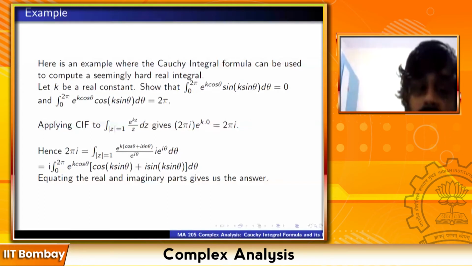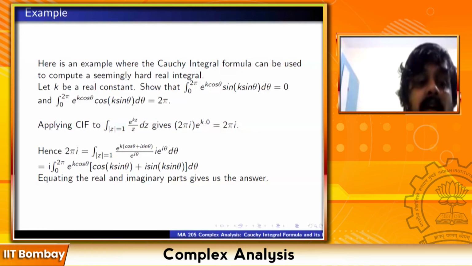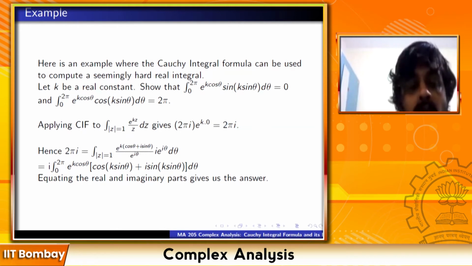Sir, why not z equal to 1? Well, why? I want to get something useful, right? Suppose, instead of mod z equal to 1, I take mod of z minus 1 equal to 1. Then I will get 0. It's not important to take mod z equal to 1, but I just need to choose some contour which contains the pole of this function.